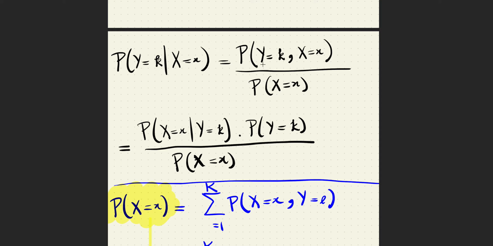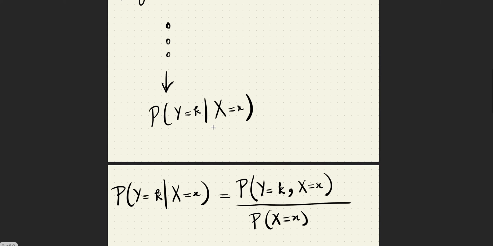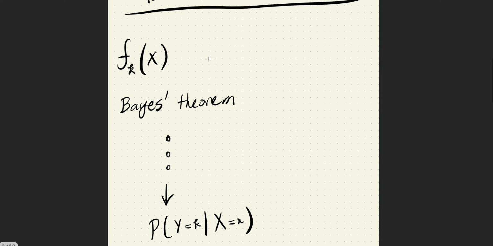Now, probability of y being equal to k and x being equal to little x can be written as the probability of x being equal to little x conditional on y being equal to little k times the probability of y being equal to little k. And this is what we have already defined here.